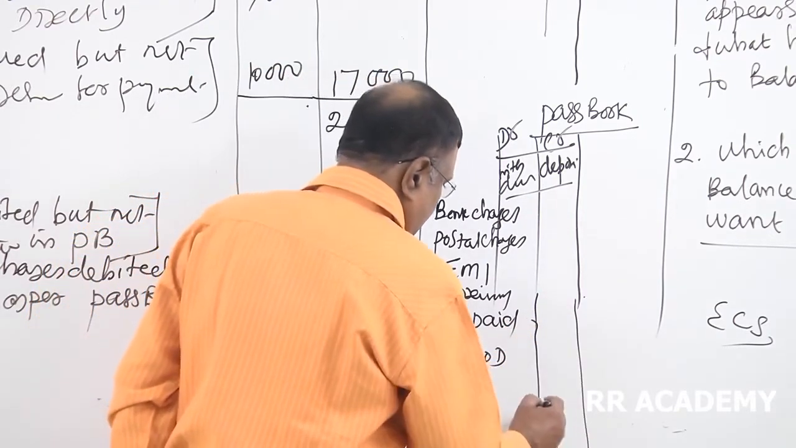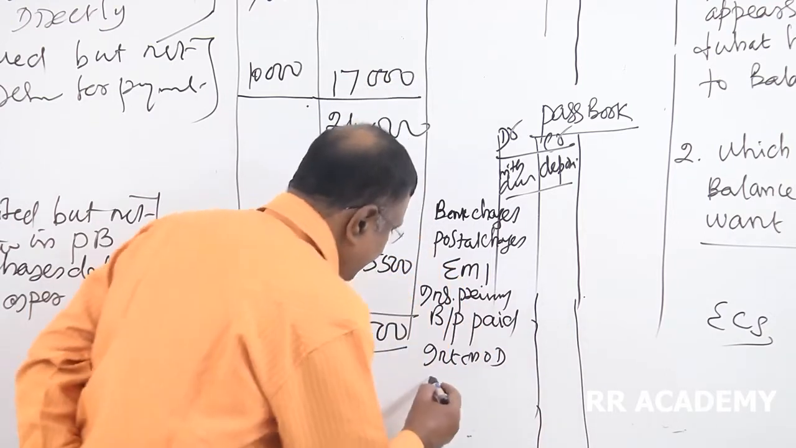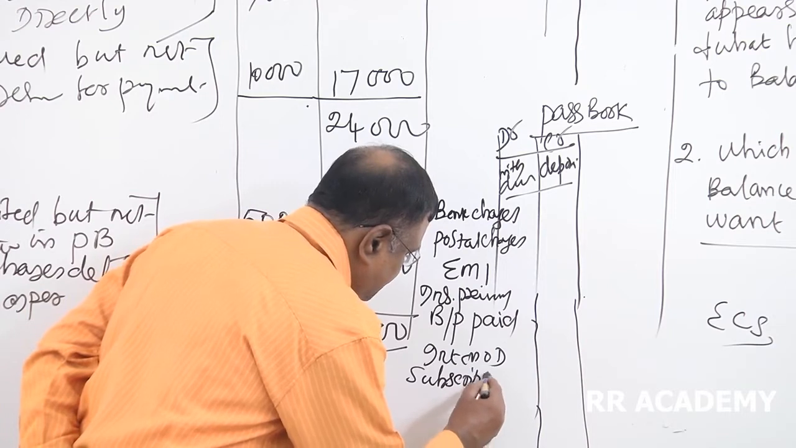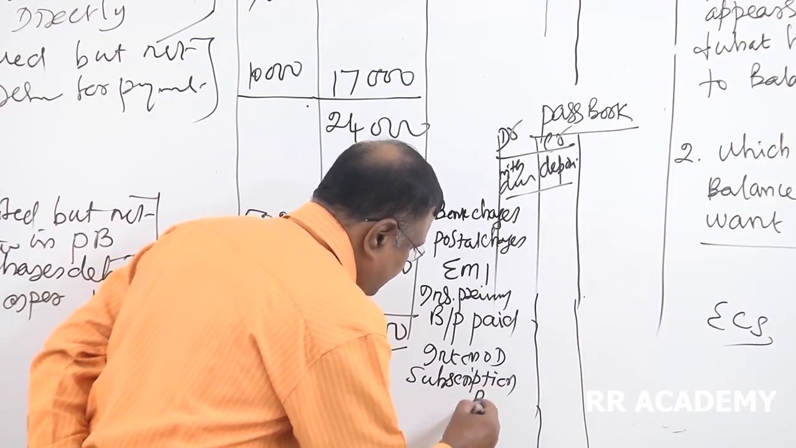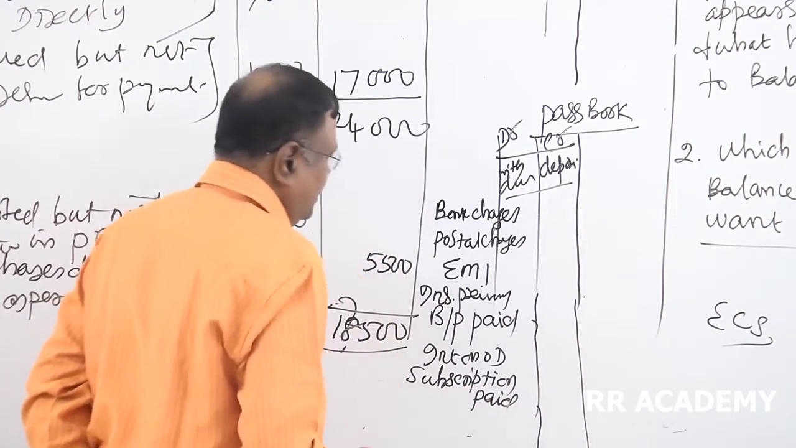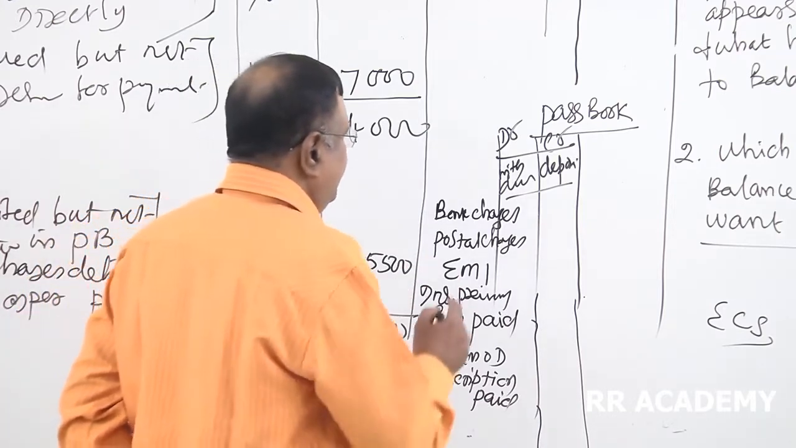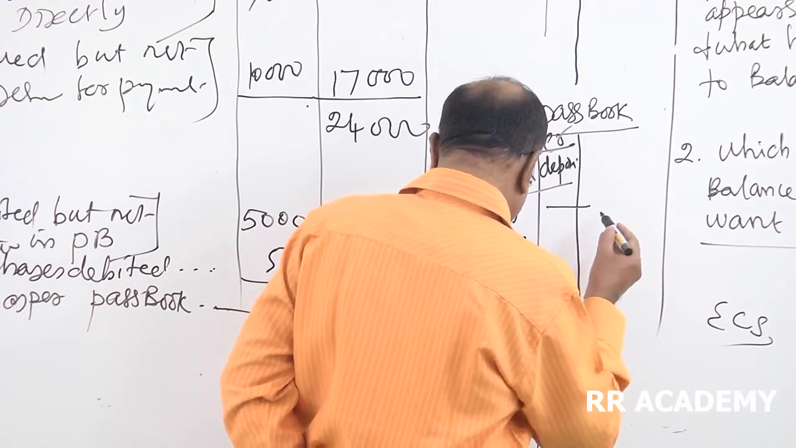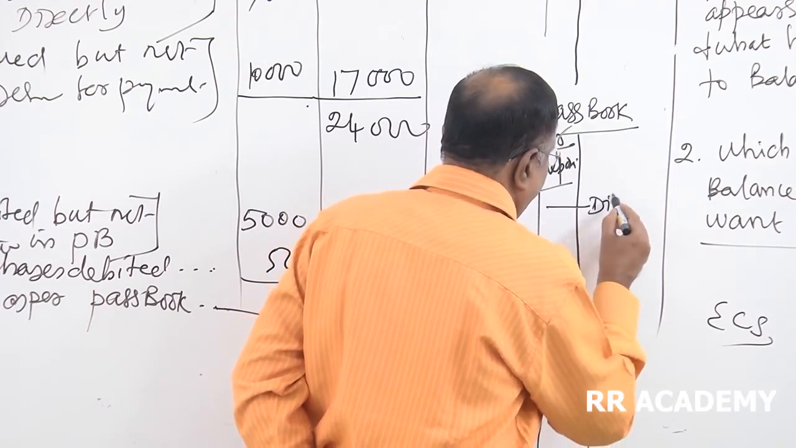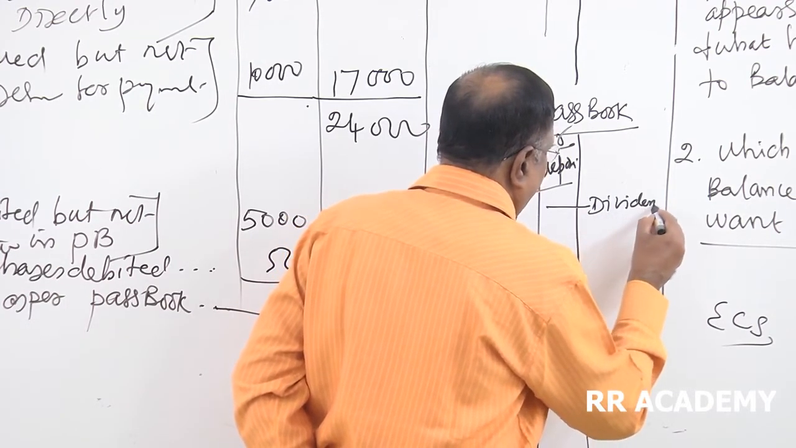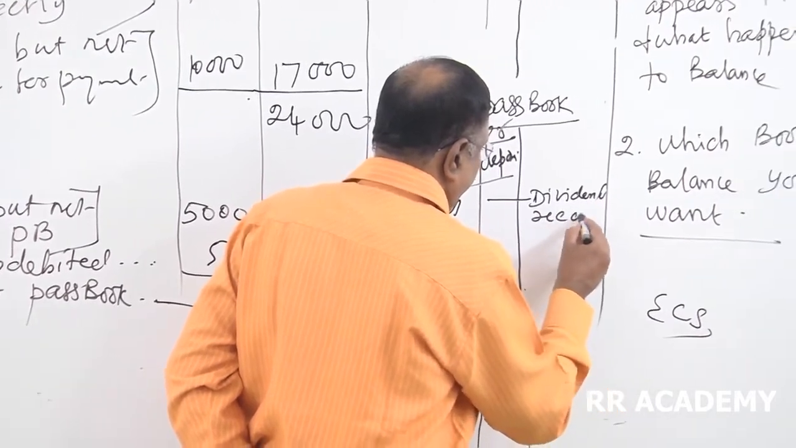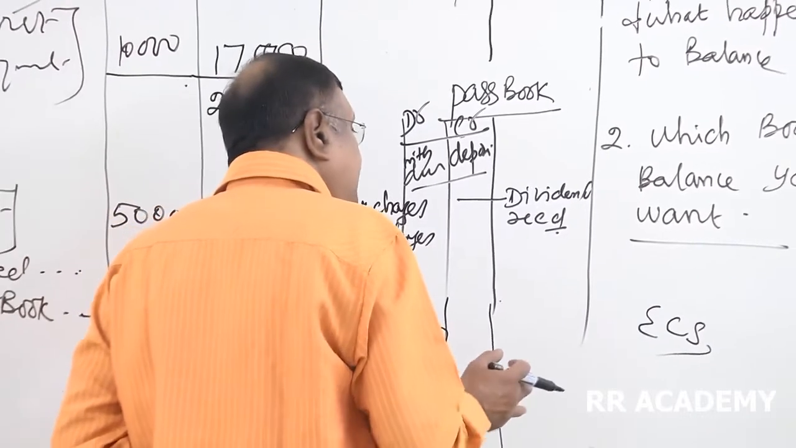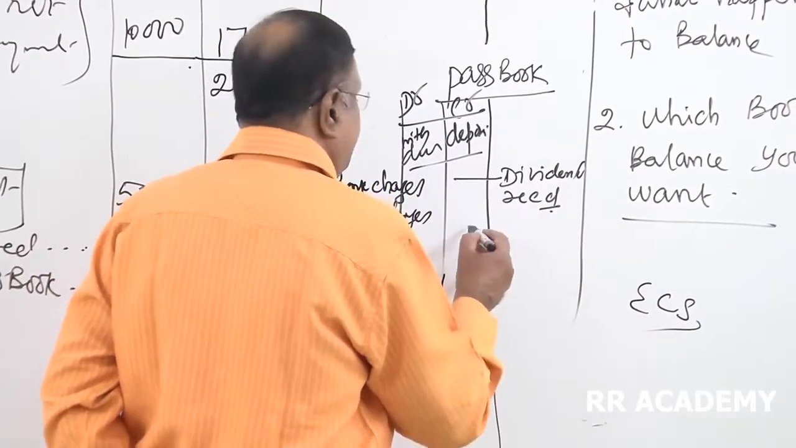Now, deposits here. Subscription paid. Some examples only I can give. Now, what about deposits? Dividend, friends. Dividend received from the company. Nowadays, companies will send dividends directly to shareholders' bank.